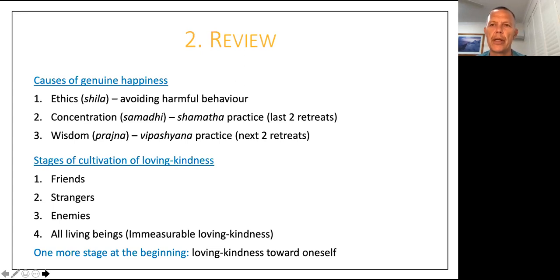So if we know what happiness is, the causes of happiness and how to cultivate those causes, then we can really cultivate this loving kindness for ourselves and others. And it's recommended to do that in stages, first starting with ourselves, then expanding out to friends, then to strangers, to difficult people, and eventually to all living beings.